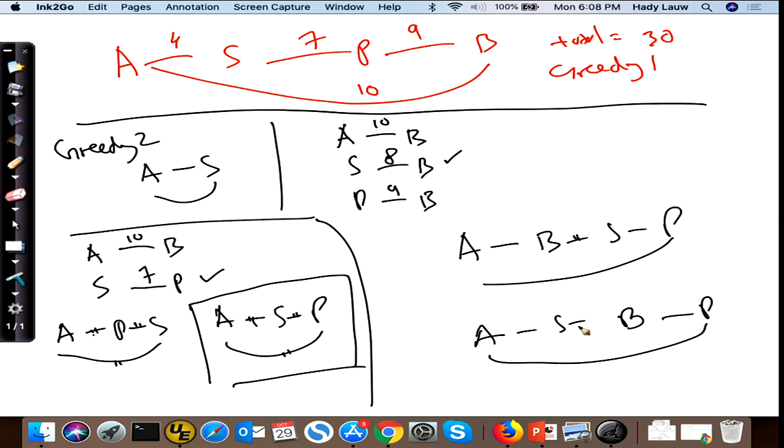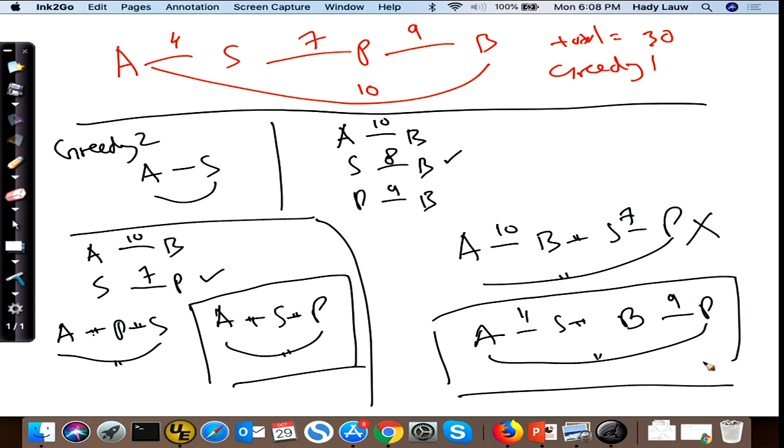The SB and the SB here is the same. The AP and the AP is the same. So then we are comparing the rest. AS is 4, BP is 9, so that is a total of 13. The AB is 10, the SP is 7, so this is going to be longer than this one. So we're going to reject this one, and instead we are going to accept this one. So this is going to be the final tour that you get based on the greedy 2.